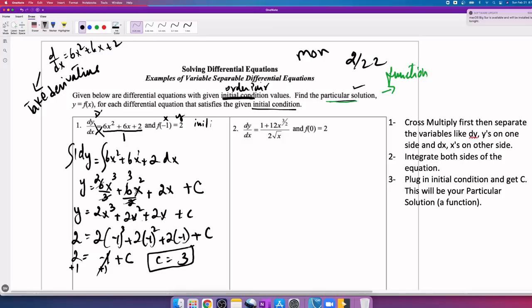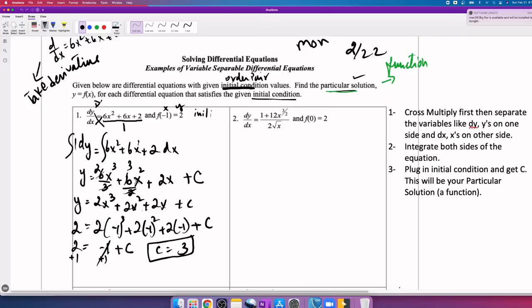So this is going to get you 1 point right there. I'm going to show you how they distribute the points on this and why you are getting so many points on this one question. So I got c equals 3. Now they said get c, which we did, then this will be your particular solution, a function. So it means I have an f of x function, and you know this is my f of x function. So I have 2x cubed plus 3x squared plus 2x. For the c, I plug in 3. This is the answer for a particular solution.